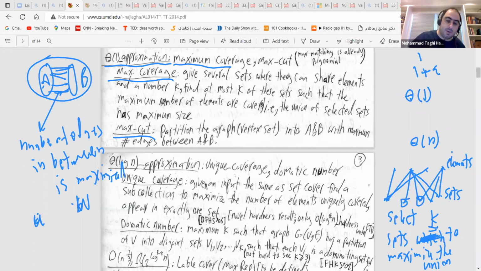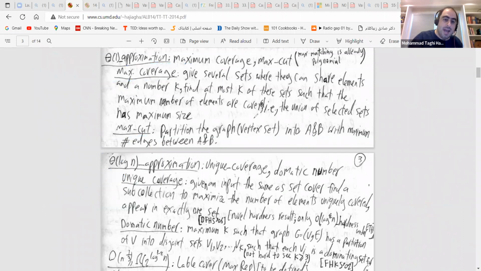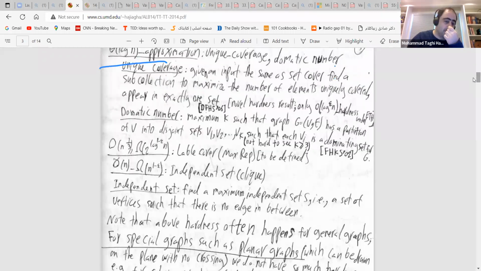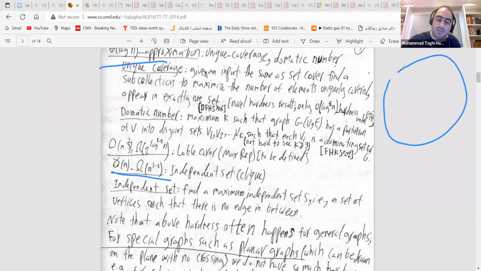As I mentioned, we knew about order 1 approximation for lots of problems. Then lots of other problems were essentially order n hard. What is order n hard? This is the independent set problem. You are given a graph, and you want to find the maximum set of vertices such that there are no edges in between.